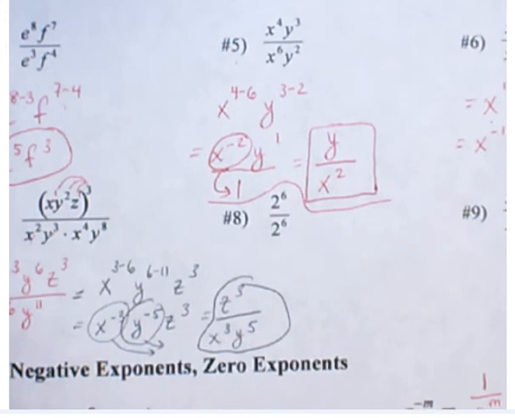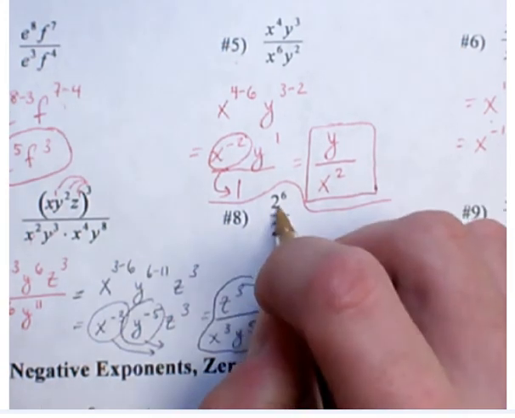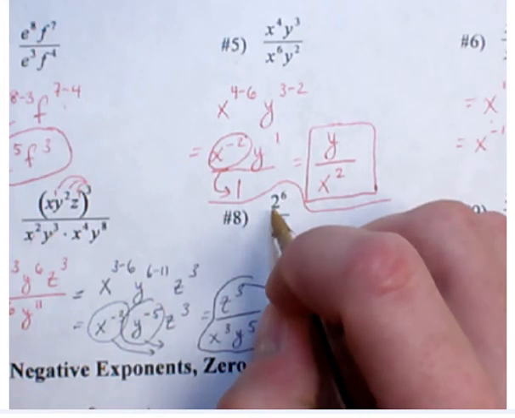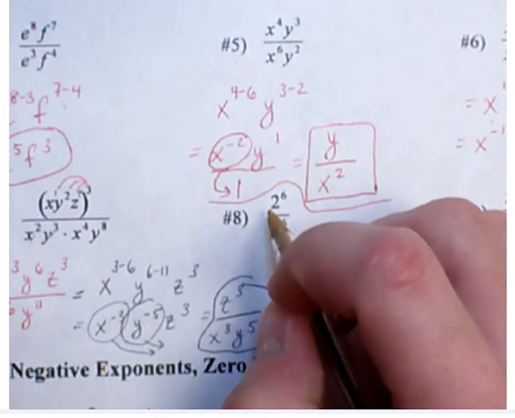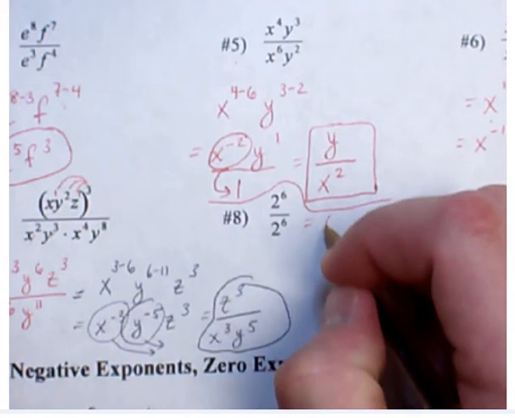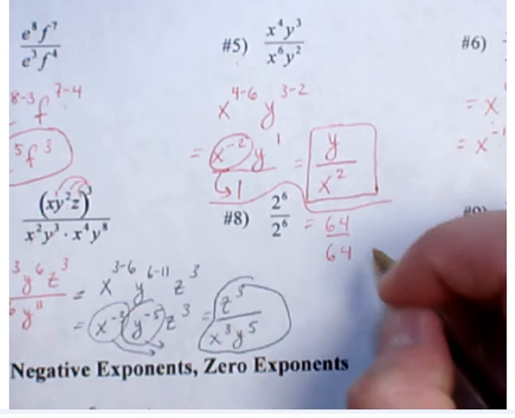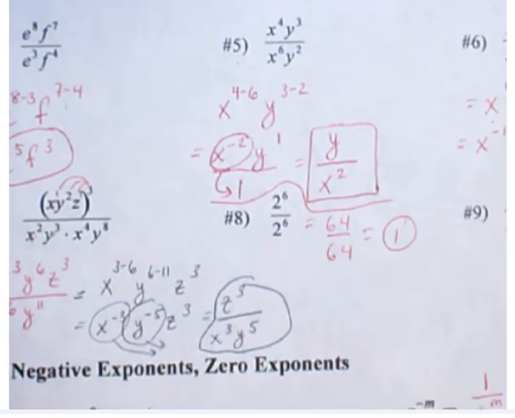Method number 1, we could figure out what 2 to the 6th is equal to. 2 times 2 times 2 times 2 times 2 times 2. You would get 64 divided by 64. Anything divided by itself is just 1. So the answer is 1.